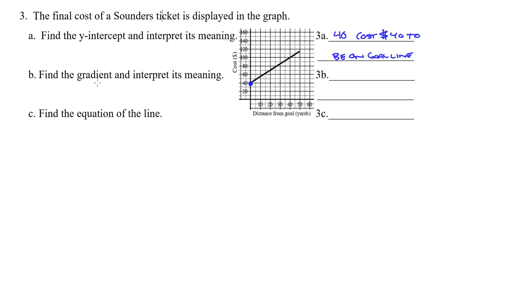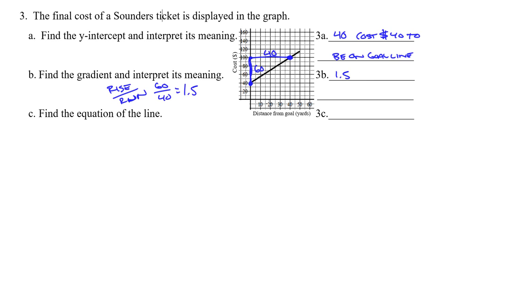Find the gradient, the slope, and interpret its meaning. So slope, remember, is rise over run. So on this one, I'm going to find the rise. That's from here to here, from 40 to 100, so it goes up 60. And then the run: I picked this point right here because it intersects in a nice spot, and went over 40, from 0 to 40, a distance of 40. So the rise is 60, the run is 40, which gives us 1.5 as our slope.